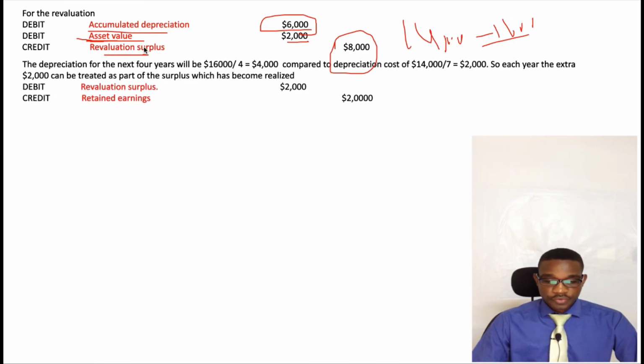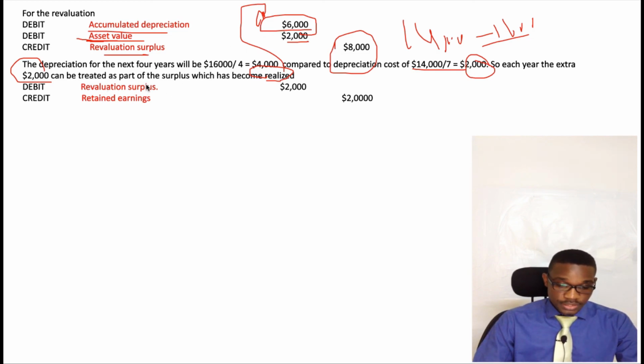So the depreciation for the next year will be 16,000 divided by 4 remaining years, equal to 4,000. It gives us $4,000 for each year, compared to the depreciation cost at the previous measurement, 14,000 divided by 7, $2,000. So each year the extra 2,000 can be treated as part of the surplus which has become realized. It means this depreciation has already been realized. So we need to reverse this 2,000. So debit the revaluation surplus and credit retained earnings.